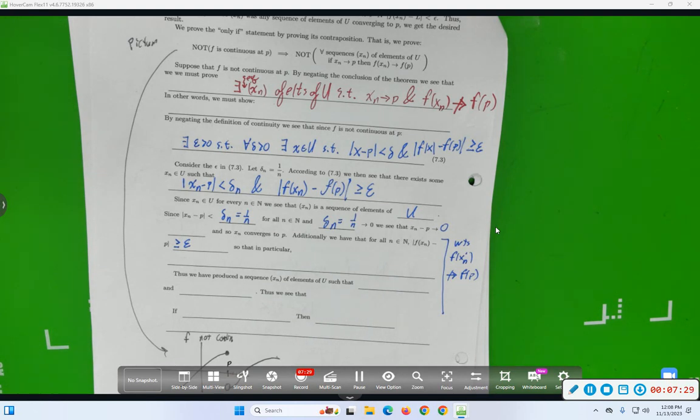Oh, so what do we have? We know right now that there exists a single positive number epsilon, which satisfies that no matter how big little n is, the distance between f of xn minus f of p is bigger than or equal to epsilon. Well, that sounds an awful lot like it just immediately says that the sequence does not converge to f of p.